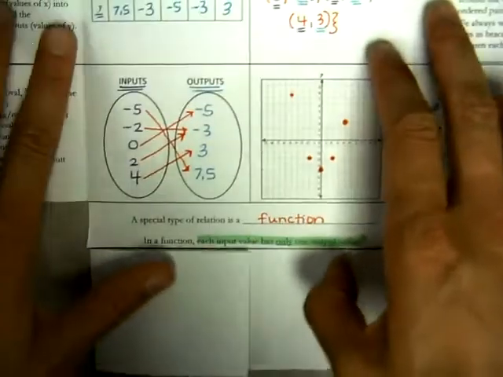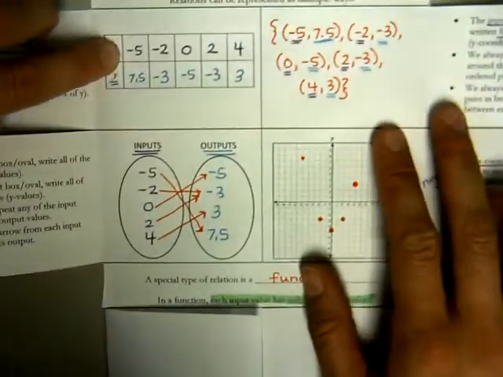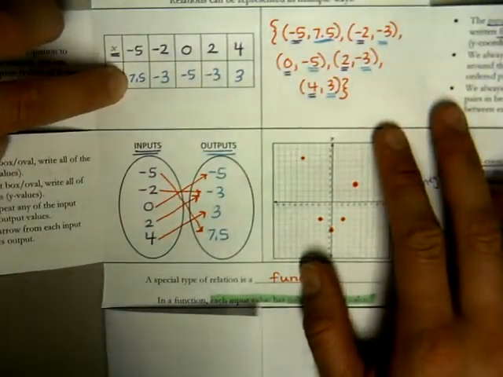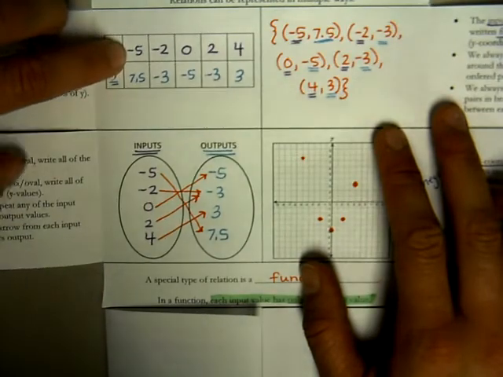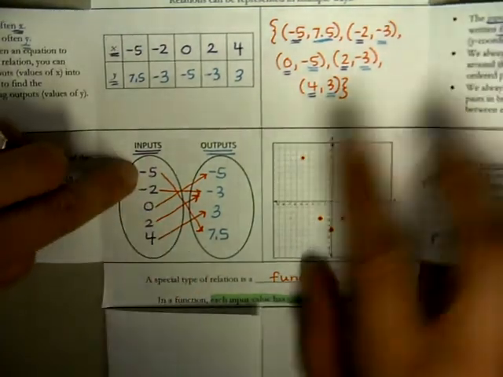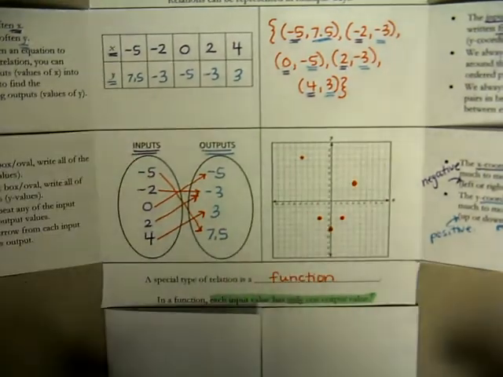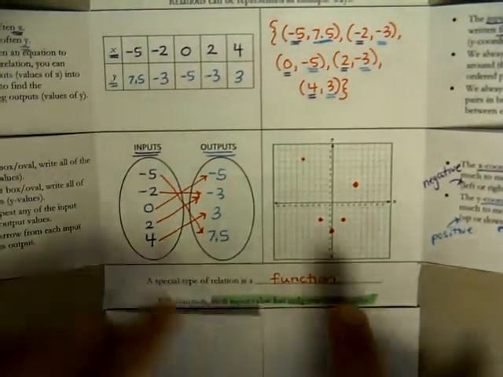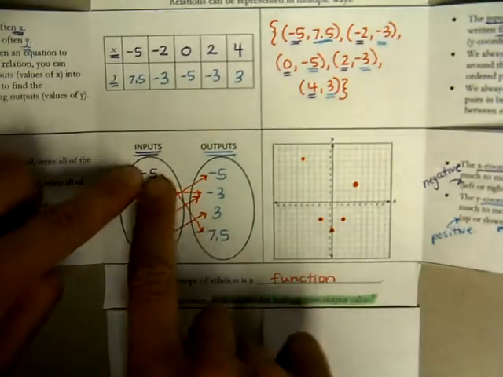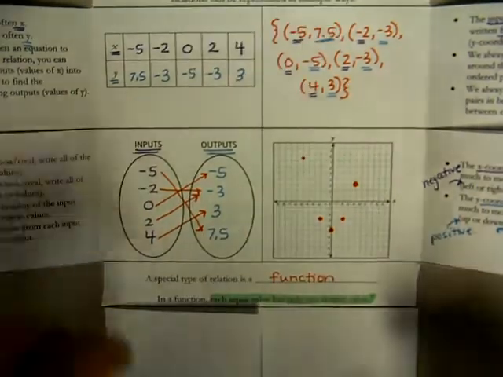here, and we see that the input of -5 only goes to 7.5. You don't see -5 going to any other number. We're looking at the mapping diagram. -5 has only 7.5 as an output. So that's what that means by each input has only one output. You don't see -5 going to 7.5 and to 3, for example.